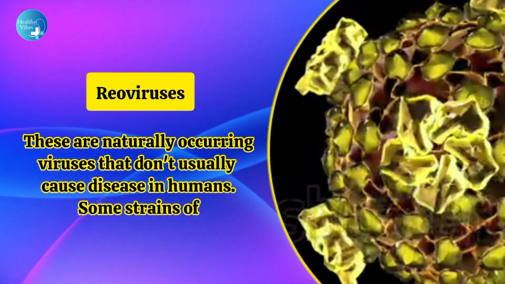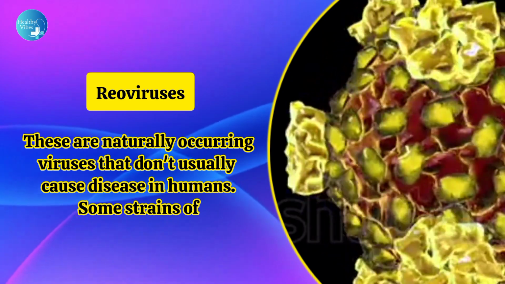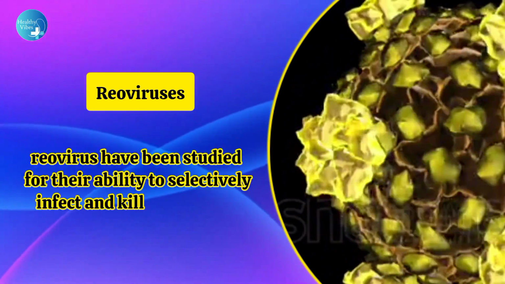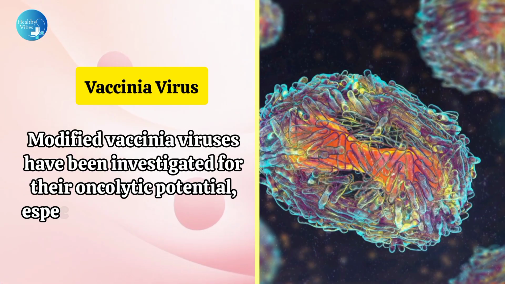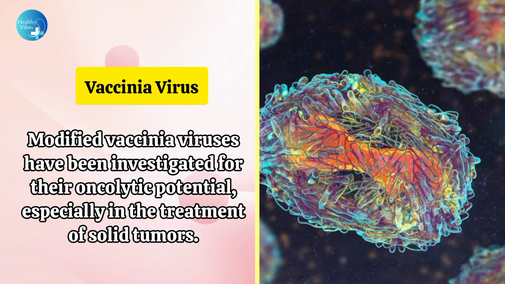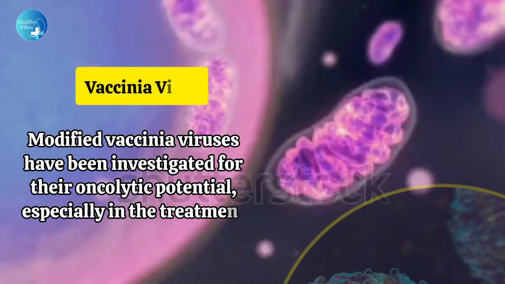Reoviruses. These are naturally occurring viruses that don't usually cause disease in humans. Some strains of reovirus have been studied for their ability to selectively infect and kill cancer cells. Vaccinia virus. Modified vaccinia viruses have been investigated for their oncolytic potential, especially in the treatment of solid tumors.